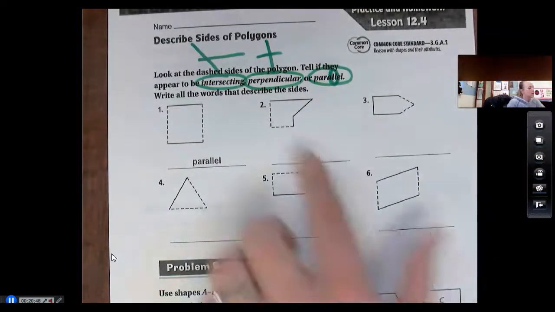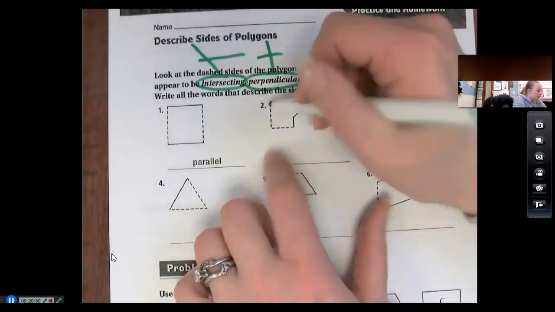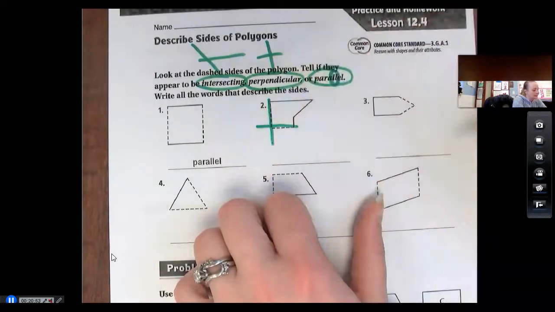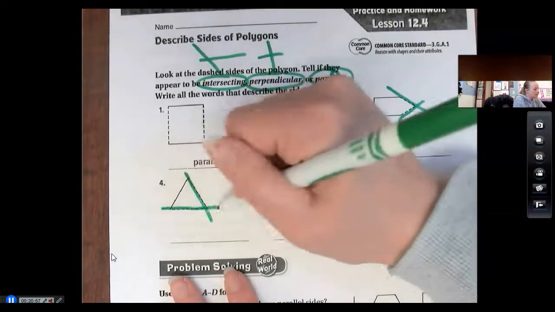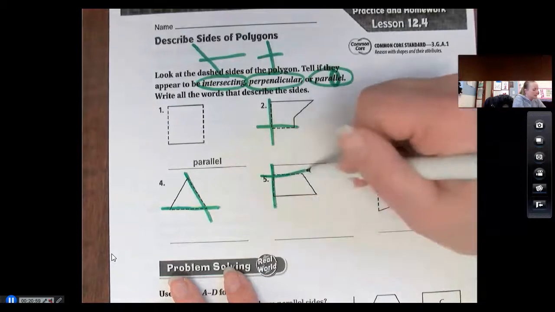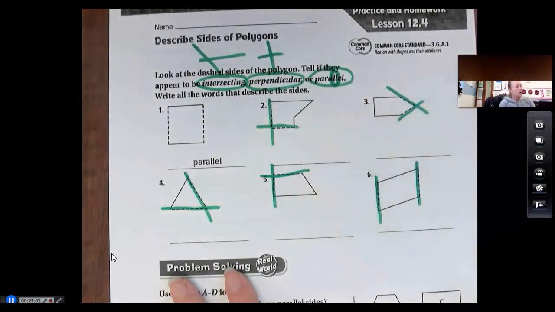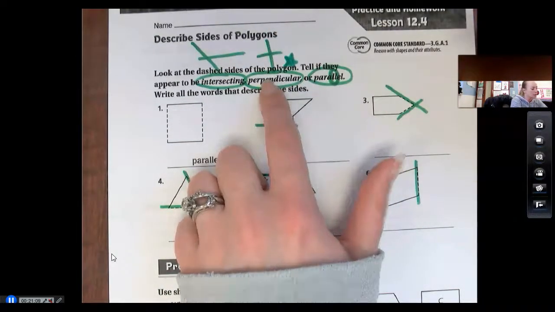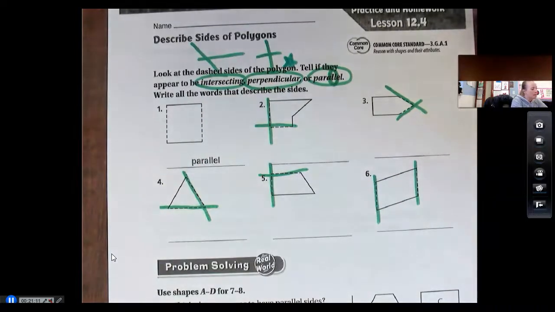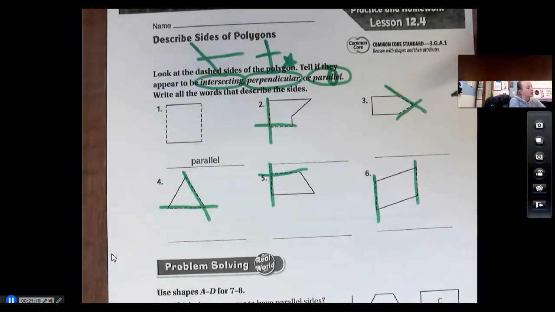So you are doing the striped lines. So you would be doing those lines there, those lines, these lines, and these lines. You will have to decide. Now remember that if you choose perpendicular, you must also choose intersecting. So some lines will have more than one answer. So again, be very careful. If you choose perpendicular, you must also choose intersecting.